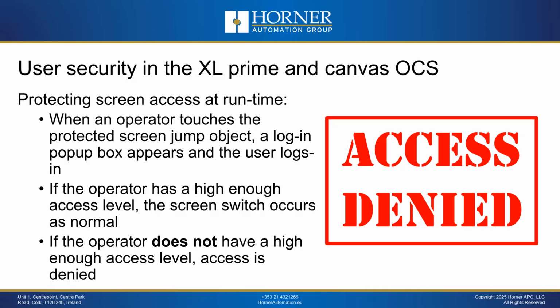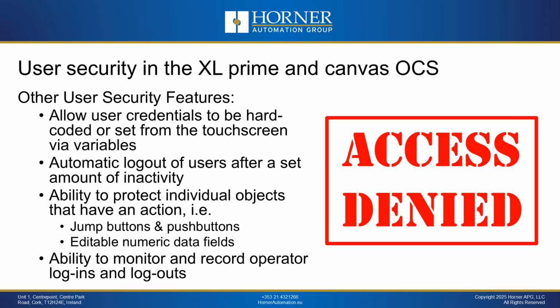So that is the way you can protect screen access at runtime using the canned security feature in Excel Prime and Canvas. However, that security feature can do much more than that. It can also be used to protect any object that has an action to it, whether that be a jump button like we have just described, or maybe a push button, or maybe an editable numeric data field which might be used in a particular application. Let's say to adjust the set point on the machine. You do not want everybody necessarily to be able to do that. So by setting an access level on that particular editable data field, that might make some sense in your application.